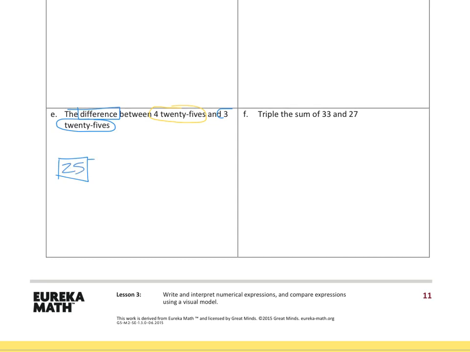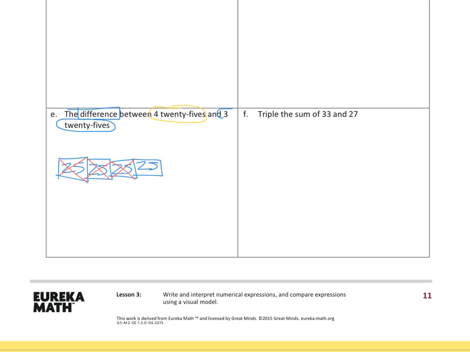25, 25, 25, and 25. We have 4 25s. Now the difference means we're going to take away 3 25s. What's kind of easy about this model is that we do not need to actually draw anything else except for showing taking away 3 25s, and that means take 3 x's and mark off 3 25s. So we have 1 25 left over.